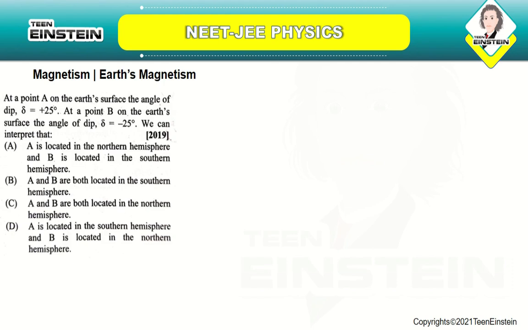Okay. So here the angle of dip is the angle between the horizontal component of Earth's magnetic field and the total Earth's magnetic field. Okay.